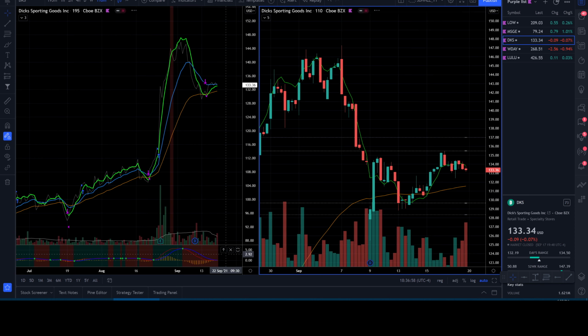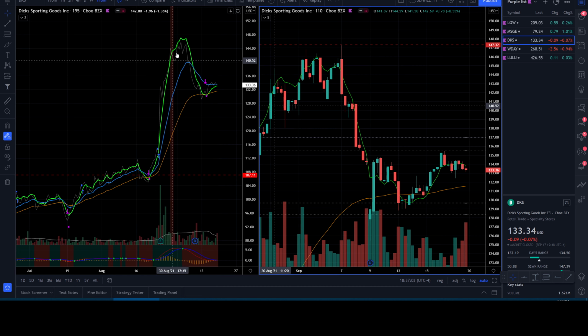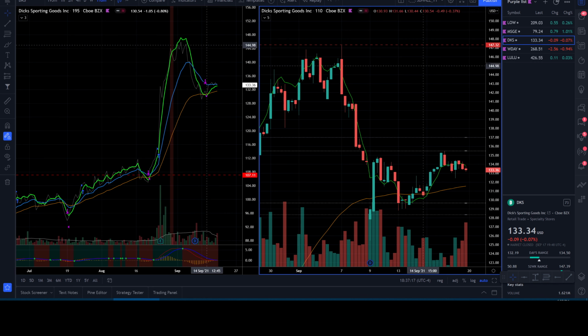So same with my Dick's Sporting Goods, huge pop-up, allowed it to fall, bounced off this orange line here, but my red line is up in here, right? So I don't know if it has enough to bounce back to this line and go above. Maybe this is a no-go as well.